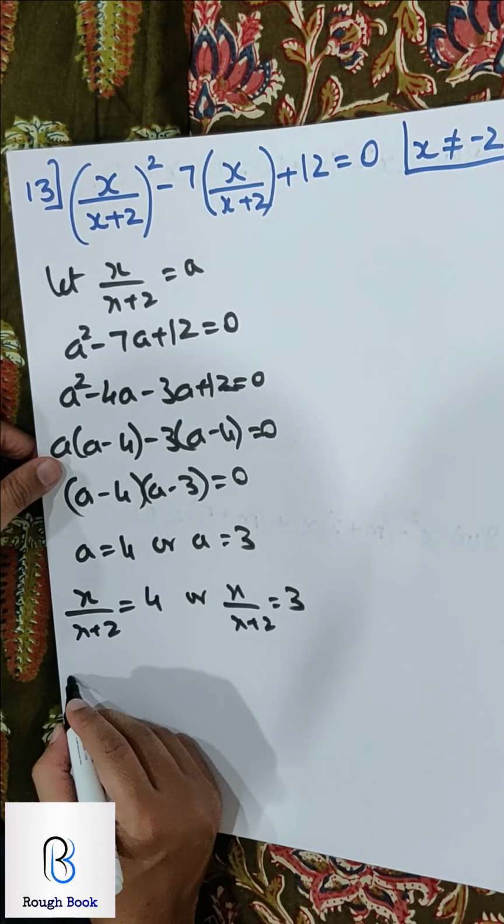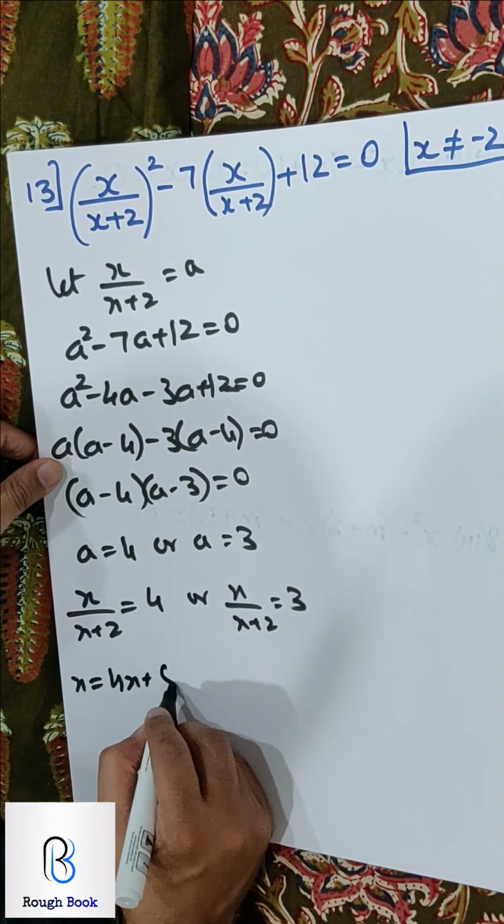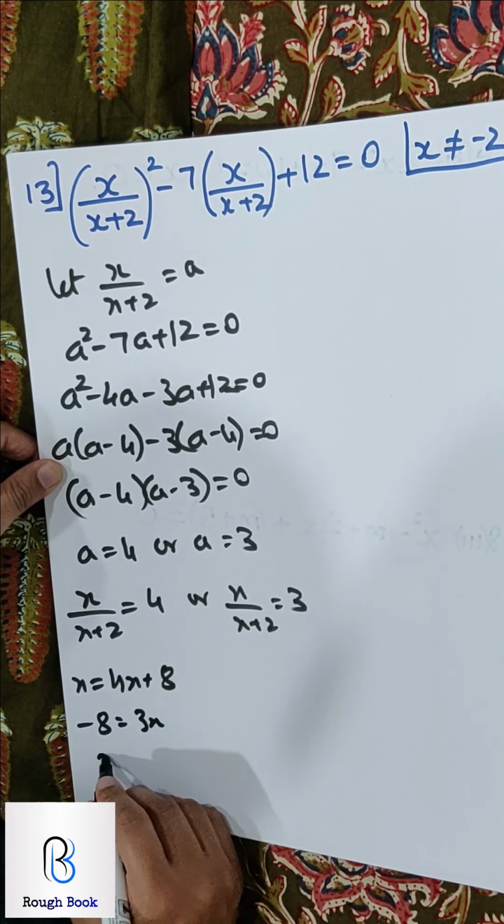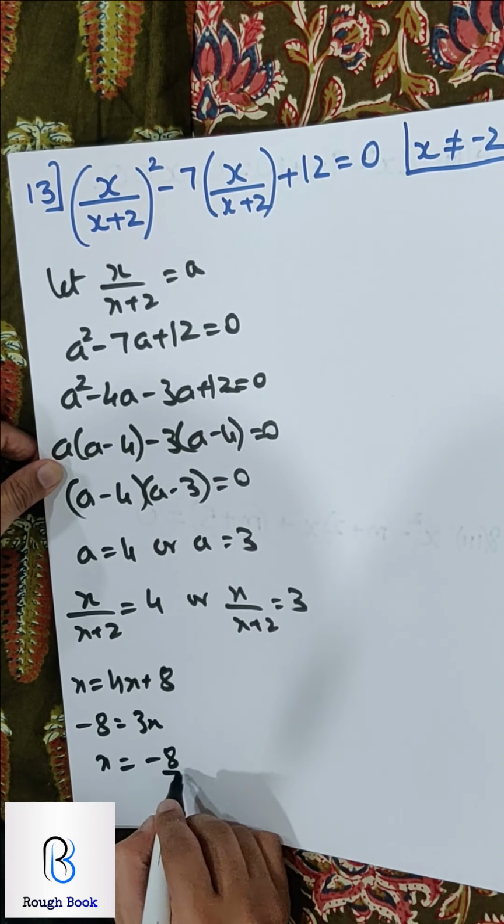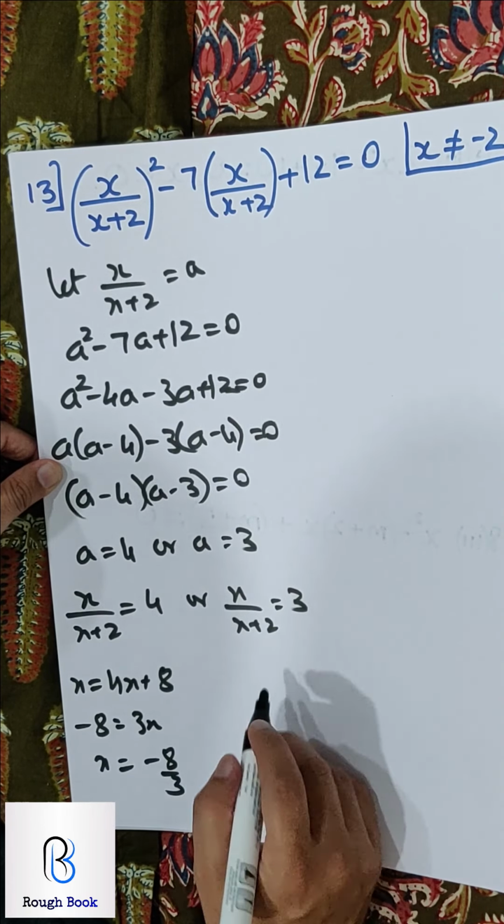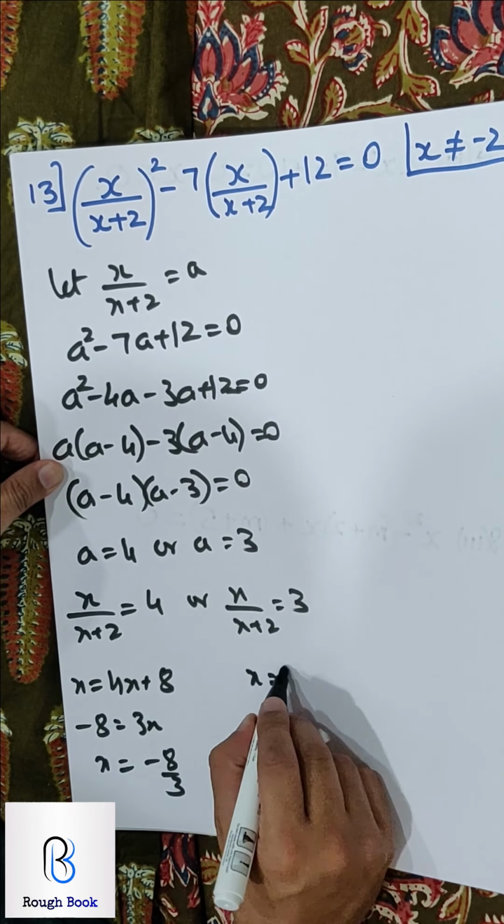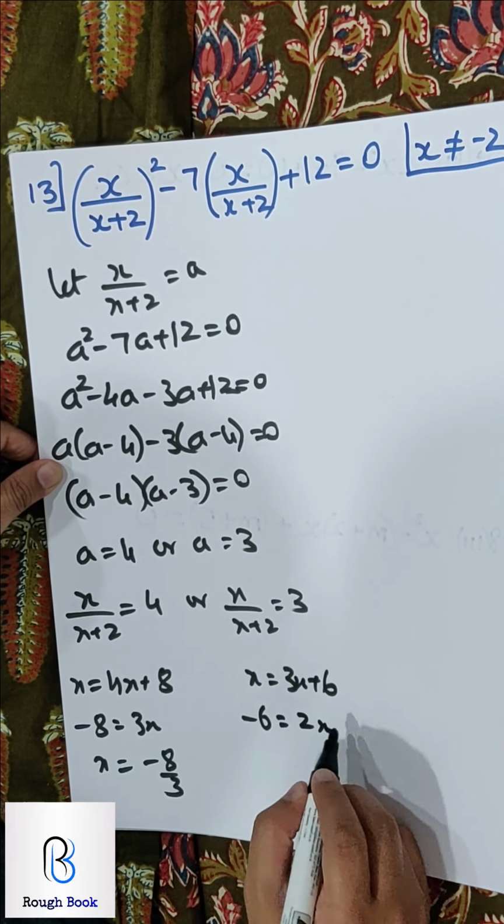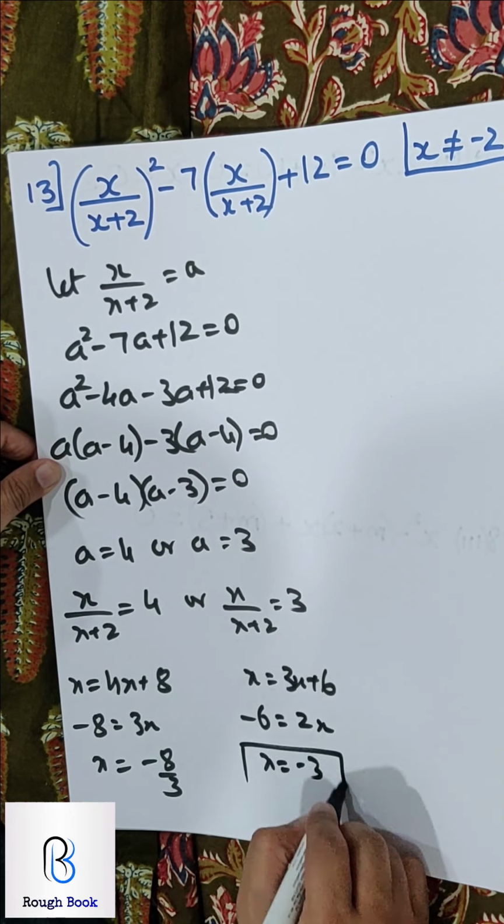So cross multiply, x is equal to 4x plus 8. So this goes there, so minus 8 equals 3x. So x becomes minus 8 by 3. I hope I am not wrong. Let's look at the second part, 3x plus 6. So minus 6 is equal to 2x. So x becomes minus 3.